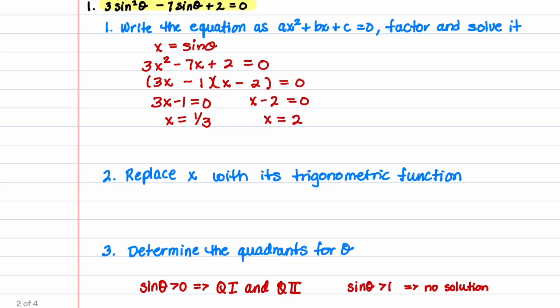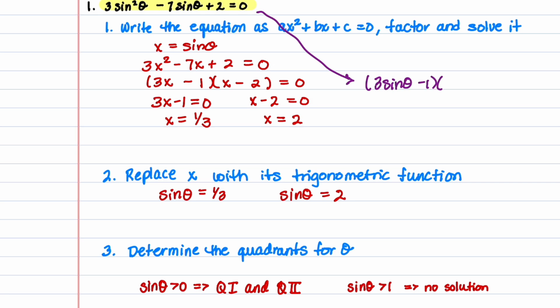Let's now replace x with the trigonometric function. So x was equal to sine theta. This gives us sine theta is equal to 1/3, and sine theta is equal to 2. Once you get used to solving these, you don't really have to go through the step of replacing sine theta with x. You can jump right to factoring it directly as 3 sine theta minus 1 times sine theta minus 2 is equal to 0.